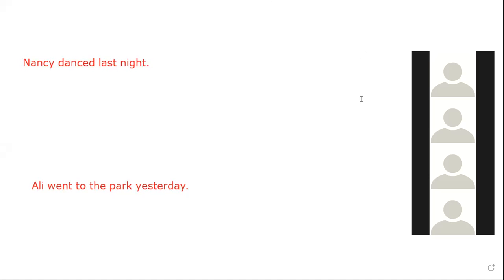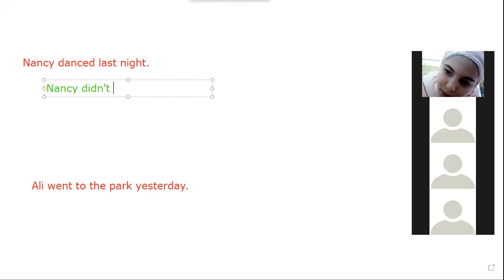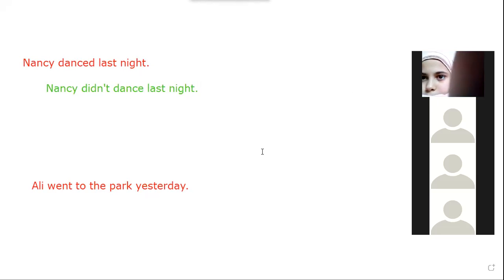Nancy danced. Nancy, what? Nancy didn't dance last night. Excellent. That's right. Nancy didn't dance. You see, he used didn't because I want to form it in the negative, and he even removed the ed from the verb. Didn't dance last night. Bravo Hassan. Excellent. Nancy didn't dance last night.